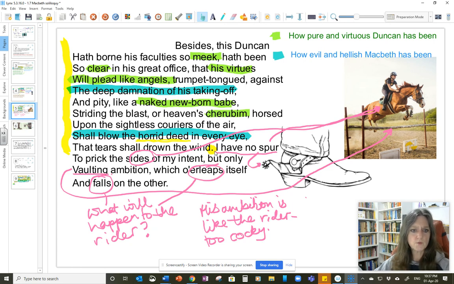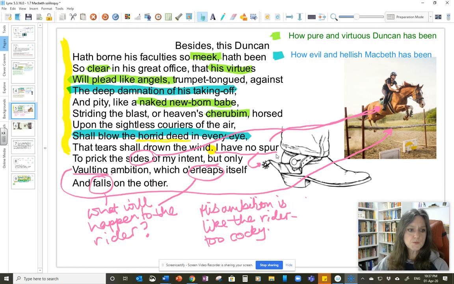And one last thing before we move on to this little horsey metaphor. Again, he's not calling it a murder. This time it's called the horrid deed. So what have we had so far? It, the assassination, the blow, and the horrid deed. You still won't call it a murder. Anything but murder.